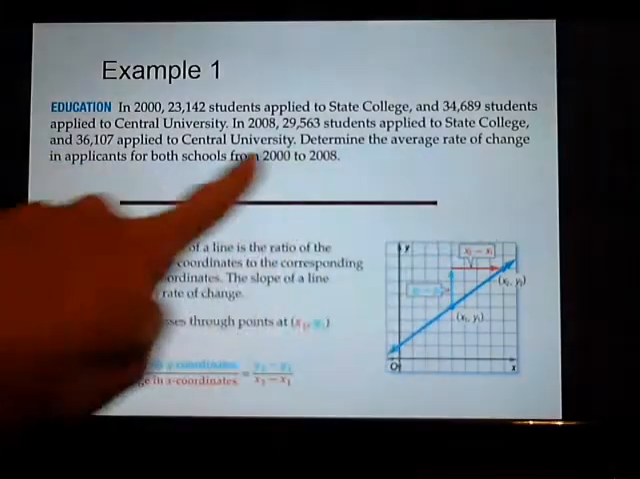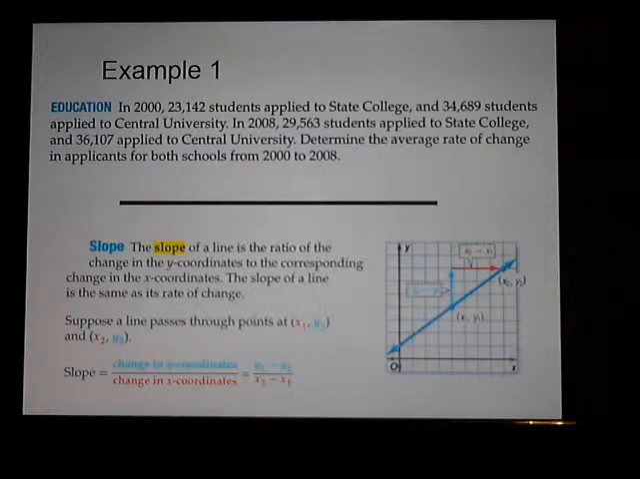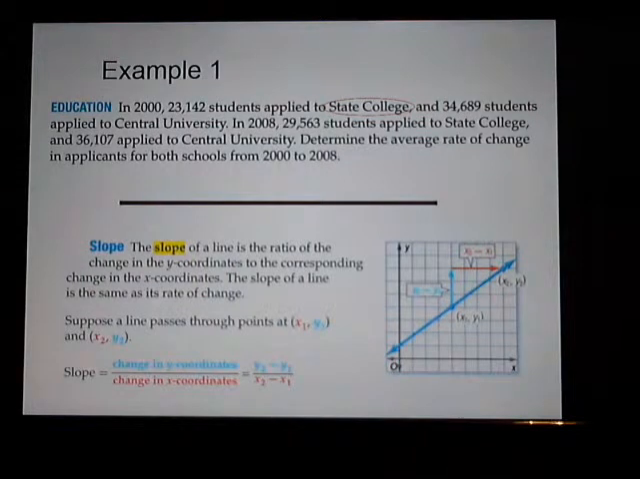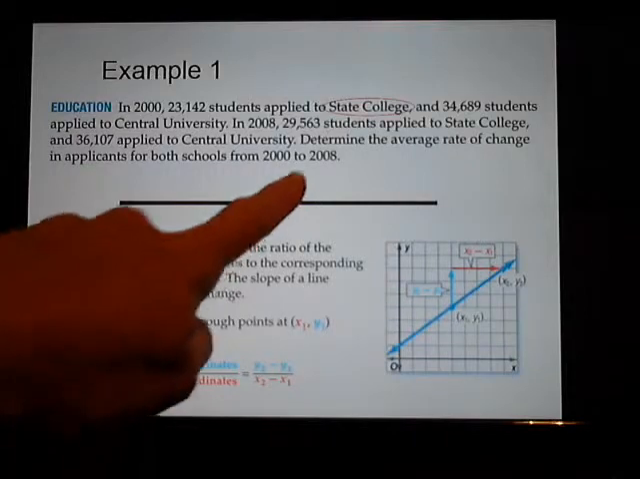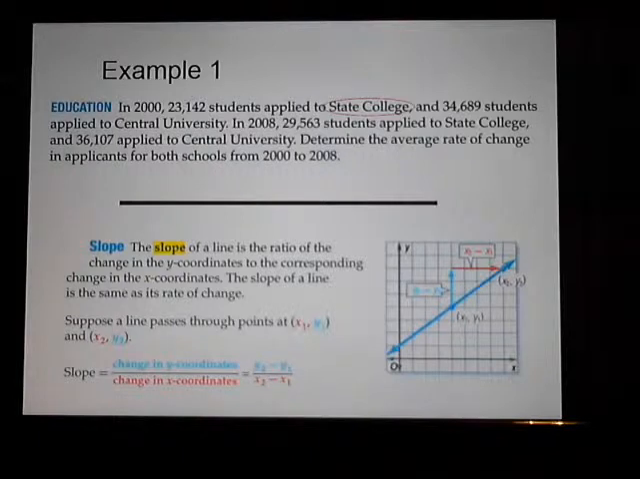Now, if you want the rate of change for both schools, it means you need to do State College and Central University. So for instance, let me show you what we would do for State College. Now, because you want to know from 2000 to 2008, and knowing that measures of time will be your x values, you know your change in x. So it's from 2000 to 2008. I always like to make that a positive value, so I would do 2008 minus 2000.